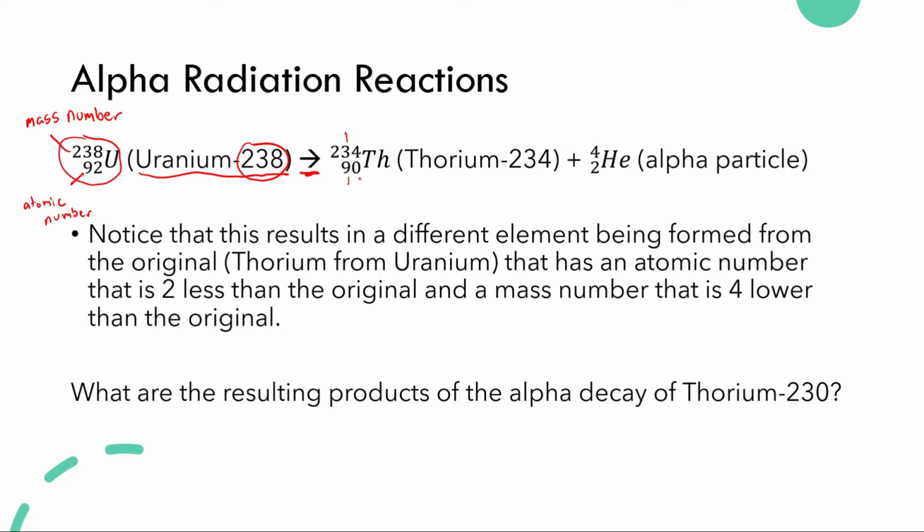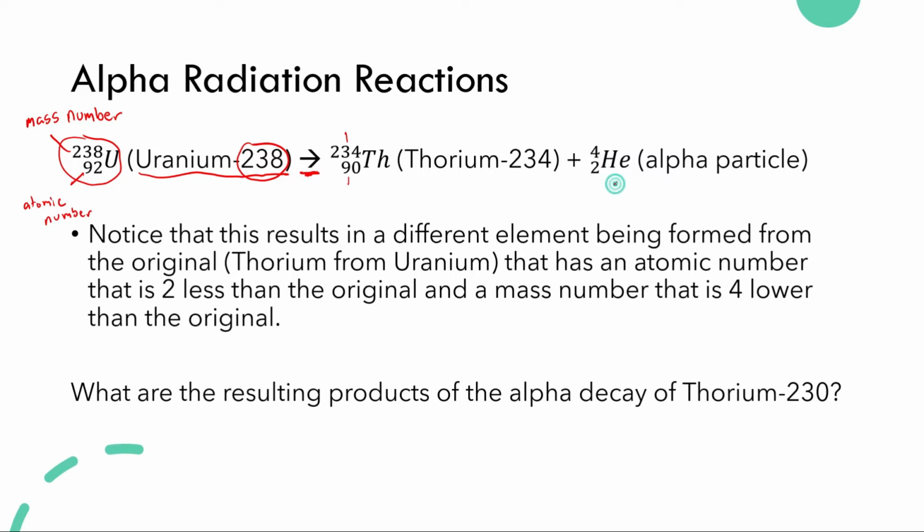And of course, the atomic number is what determines what type of element this is. So 90 is thorium. You can check on your periodic table if you want to. And then we added this alpha particle. This alpha particle has an atomic number of 2 and a mass number of 4, because there are 2 protons and 2 neutrons, resulting in a mass number of 4.